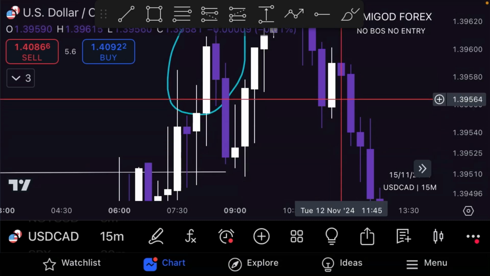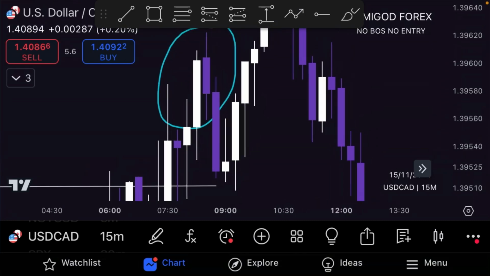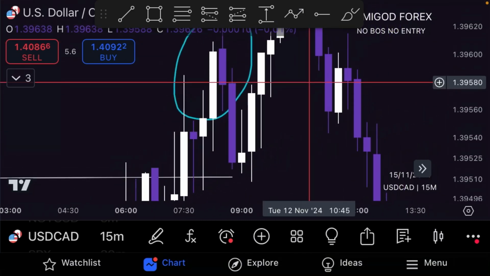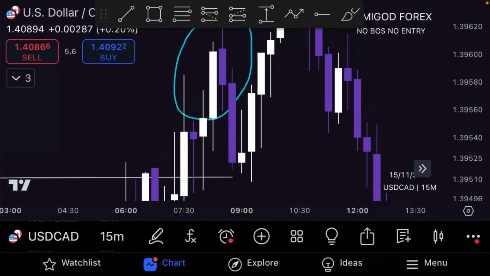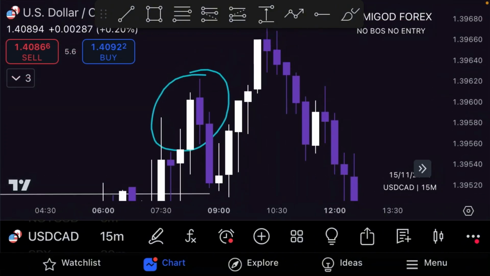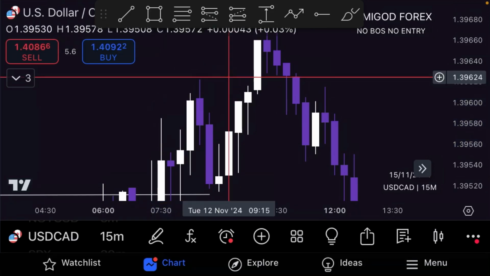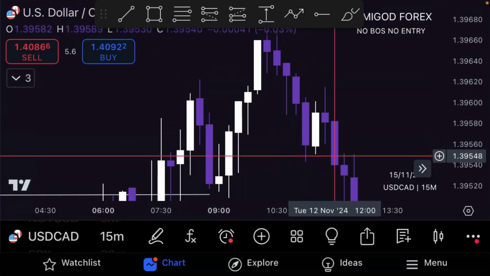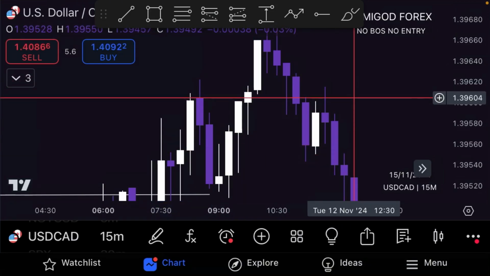After these two, we had this fake out and the market continued. I told you if we have a fake out, the market might just continue. Look at it here now. The market still went up to this area. Most of you will say this is a break of structure and you start looking for trades here, and you might take this and get kicked out of the market.